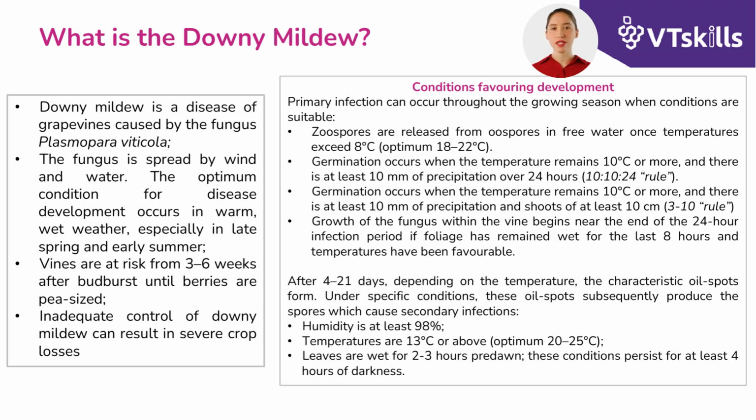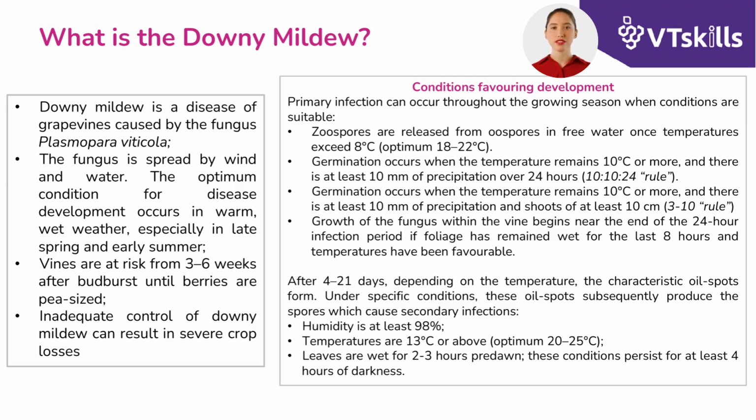The pathogen spreads through mobile spores, zoospores, that are transported by wind and water. The most significant risks of infection occur 3 to 6 weeks after bud break, that is, during the young cluster's leaf expansion and growth phase until the berries reach pea size. Inadequate defense against downy mildew in these phases can lead to severe production losses, compromised grape quality, reduced plant longevity, and increased exposure to secondary infections.